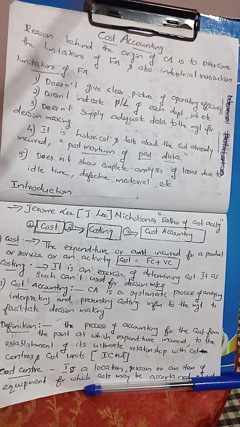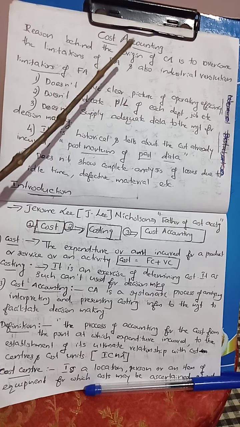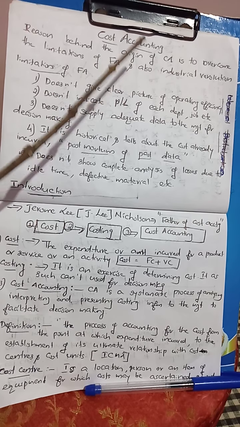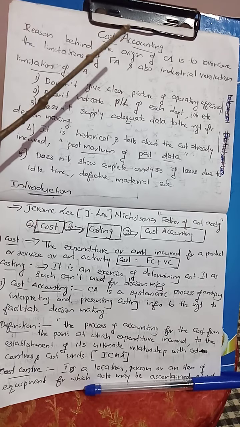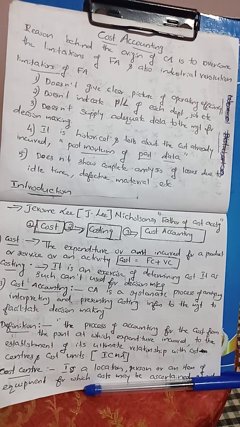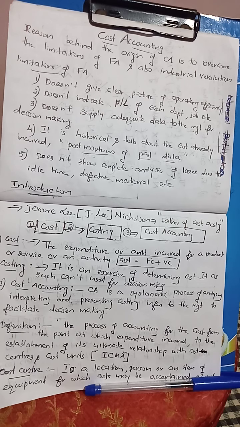Now we move to cost accounting. So before going to the details about cost accounting, let's know what is the reason behind the origin of this cost accounting. Mainly, the reason is that cost accounting was developed due to the limitations of financial accounting and also as a part of the industrial revolution.